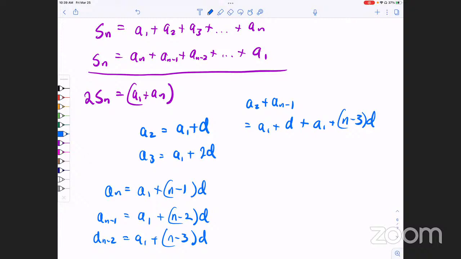So if we expand this out, I'm going to leave this first a1 and leave this other a1 beside it. If we distribute the d, here we have n minus 3 plus 1, which is the same as plus n minus 2 times d, because I'm basically just adding the coefficients: the 1 from here plus this n minus 3. So n minus 3 plus 1 gives you n minus 2.